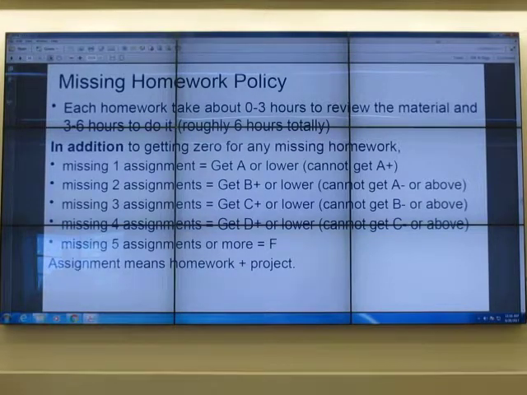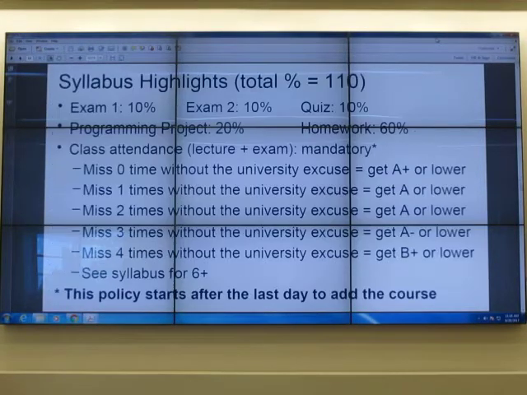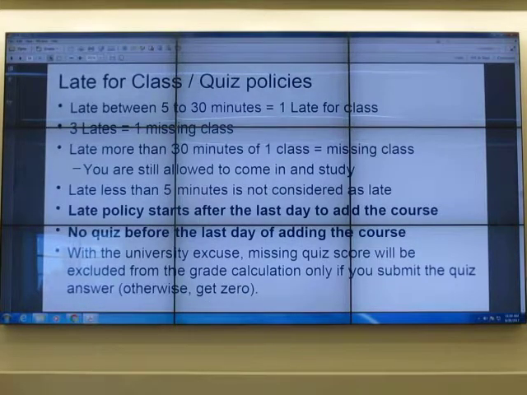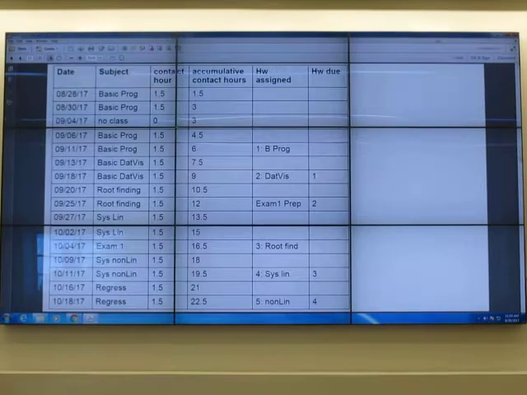Okay. Missing homework. Missing 1 assignment, you get A or lower, cannot get A+. You miss 2 assignments, you get B+ or lower. Don't miss the assignment, and the assignment is 60%. Why do we have a lot of weight on the homework? 60%. Like I said, programming comes when you do practice, right? Exams I cannot fully test if you understand it or not. But we can tell for sure if you cannot do the homework, or when you do the homework and you get stuck.